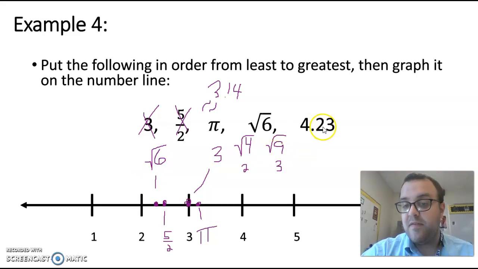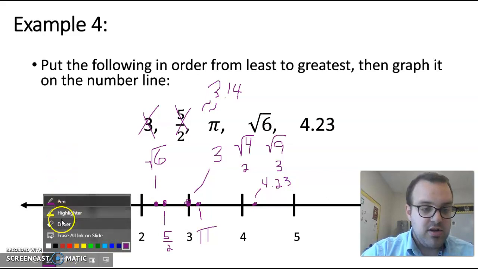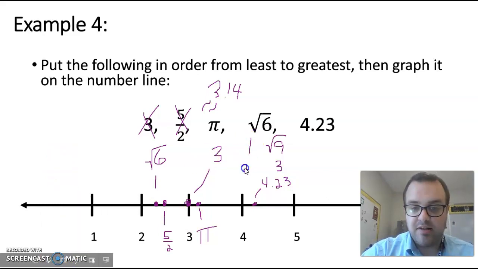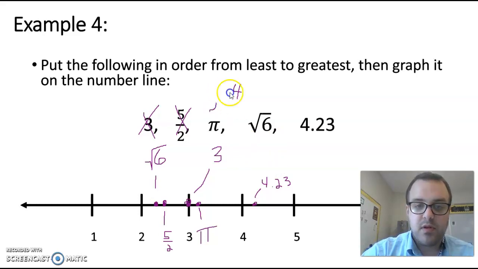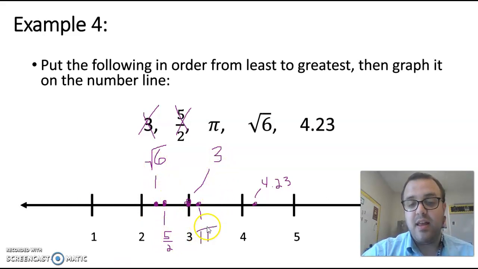And then last but not least, we have 4.23. Well, we'll go to 4, and we'll go about a quarter of the way. And that's where we'll put 4.23. Again, let's erase some of this extra work so that you guys have an easier time seeing what these numbers are in order. If I have to put them in order, I can see what the order is now. It's going to be the square root of 6, then 5 halves, then 3, then pi, then 4.23.